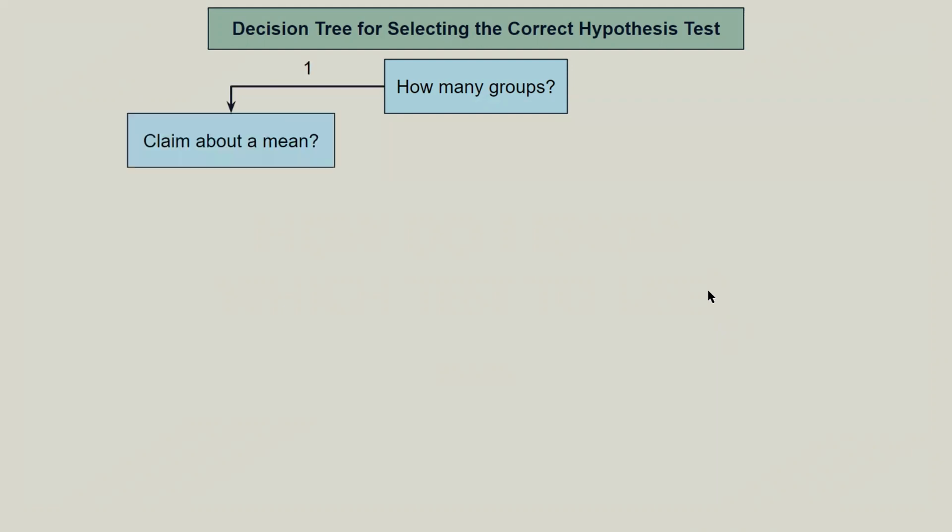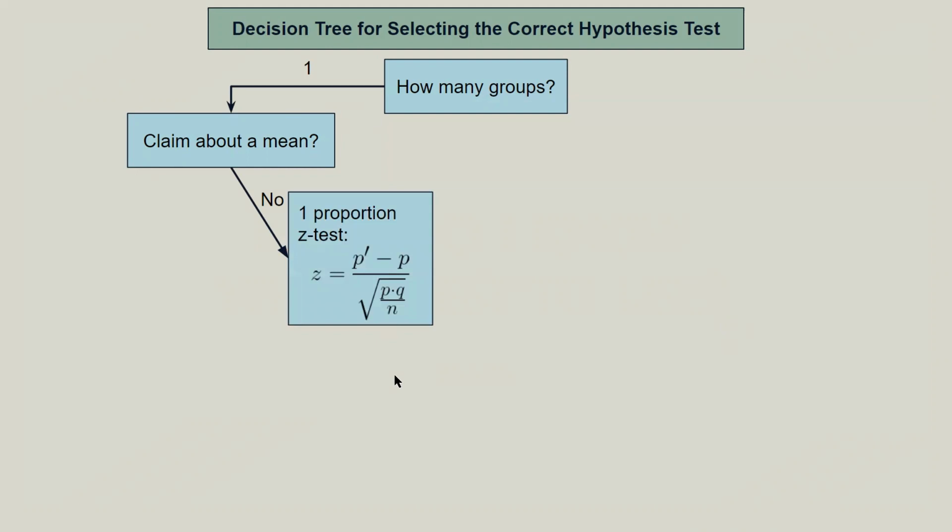So here we have a decision tree for deciding which of the hypothesis tests we want to use, which distribution is appropriate. The first thing we're going to ask ourselves is, how many groups are we looking at? Are we looking at a single population or a single group, or are we comparing two groups? If you're only looking at one group, the next thing you're going to ask yourself is, are we testing a claim about a mean? If the answer is no, the only other thing we're talking about is a proportion, and you're using a one prop z-test.